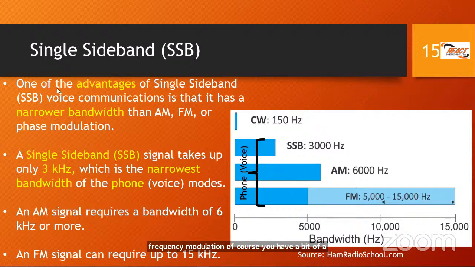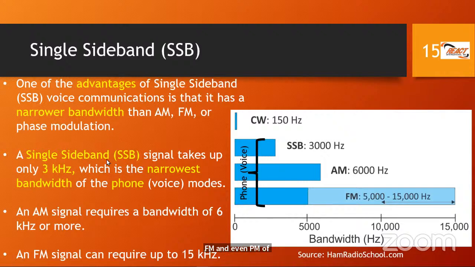bandwidth. So a couple of bullet points: one of the advantages of SSB, or single sideband voice communication, is that it has a narrower bandwidth than AM, FM, or phase modulation, or PM. So this will be one of the exam questions. Single sideband has one of the narrowest bandwidths out there, of the modes, right? So you need to know that. Look at it visually. Of course, you can't beat CW, you can't beat Morse code, right? But among the other voice modes, it is the narrowest of all of these. So we say it has a narrower bandwidth than AM, FM, and even PM, or phase modulation.